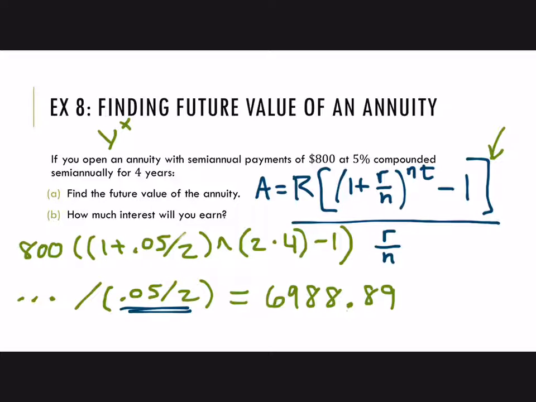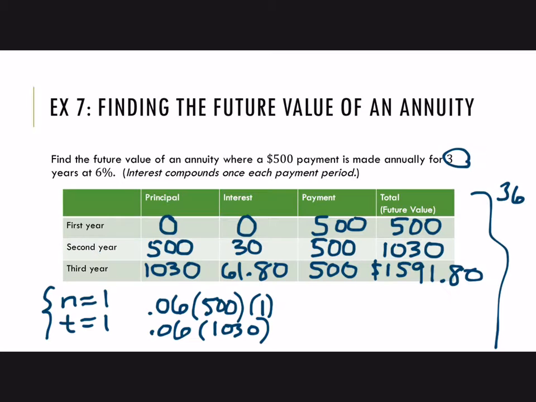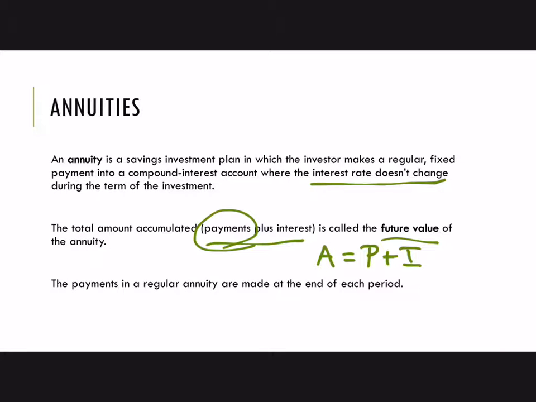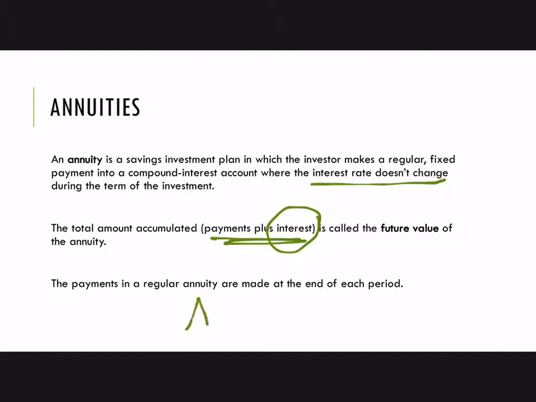Then how much interest will you earn? Well, if you go back to the definition of annuities here, or the definition of future amount, okay, it says the total amount accumulated, payments plus interest, is called the future value of the annuity. So if we want to find just the interest, then we need to take the future value and subtract away all of the payments.